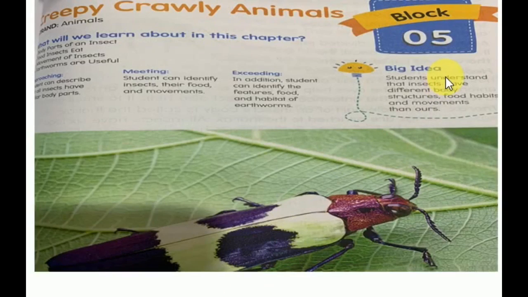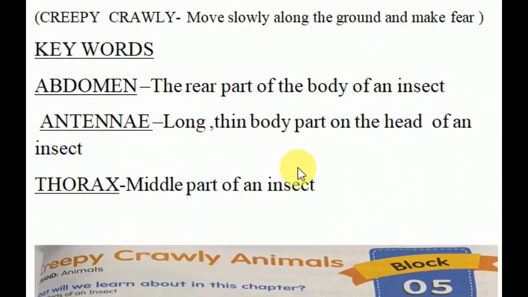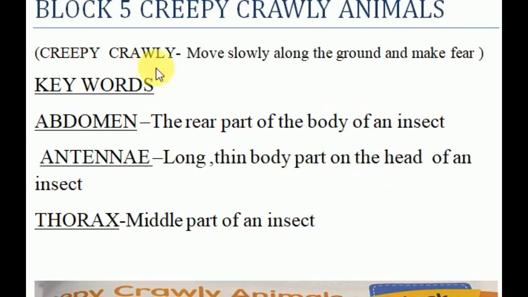Today we are going to learn Block 5, Creepy Crawly Animals. Creepy crawly means what? Move slowly along the ground and make fear of us. Insects which are moving slowly along the ground. Keywords are abdomen, antennae, thorax. Animals. So in this lesson you are going to learn about insects.